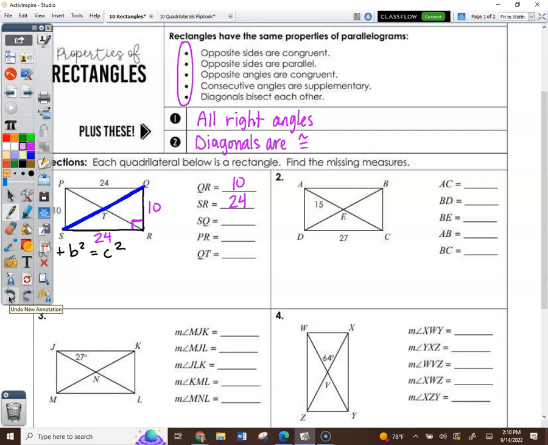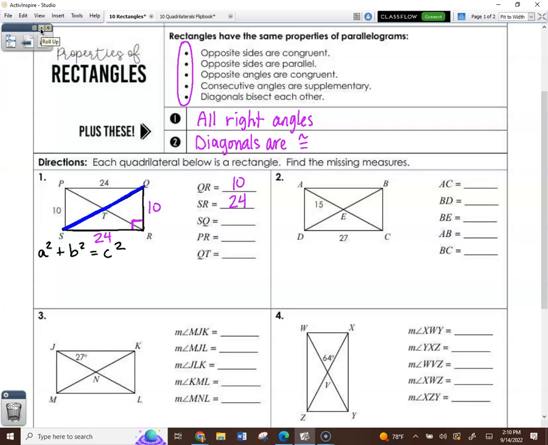Okay, so let's plug it in. 24 and 10. It does not matter how they go into A or B, because they're getting squared and added. So write it in: 24 squared plus 10 squared equals, now I'm not going to put c squared, I'm going to actually name it by the side. It was SQ, right?